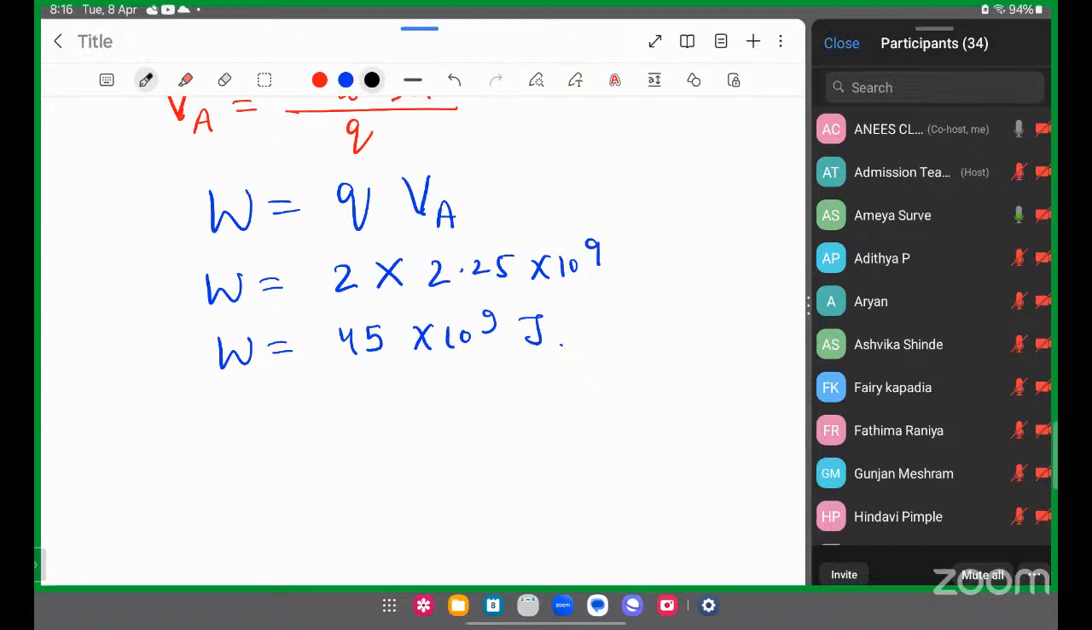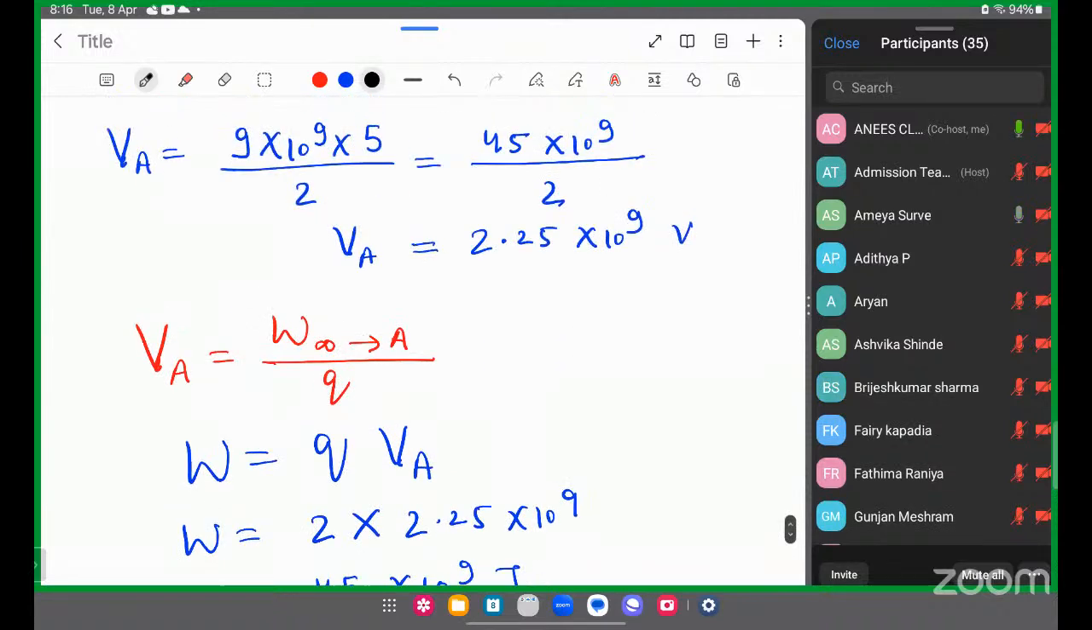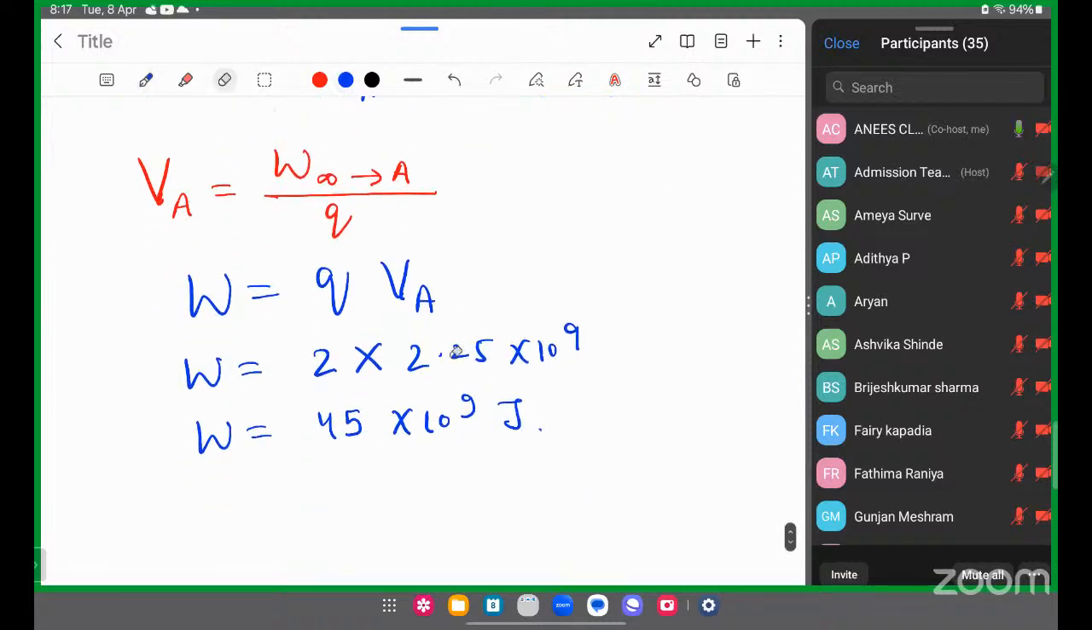Sir, VA will be 22.5. Okay, VA will be, let me correct it, VA will be 22.5, and on that basis, this will be 45, right? Yes. Okay, any doubt in it? Do you have any doubt? Yes, sir.